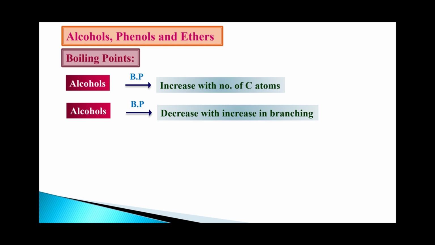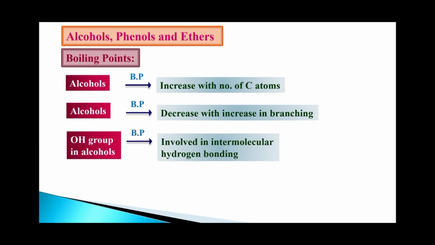Remember, with more branching in the same molecular formula, for example pentanol and 2-methyl butanol, the molecular formula is the same, but 2-methyl butanol has a lower boiling point than pentanol, because we have one branching in 2-methyl butanol, whereas it is a straight chain in the case of pentanol. The OH group present in the alcohol is involved in intermolecular hydrogen bonding.